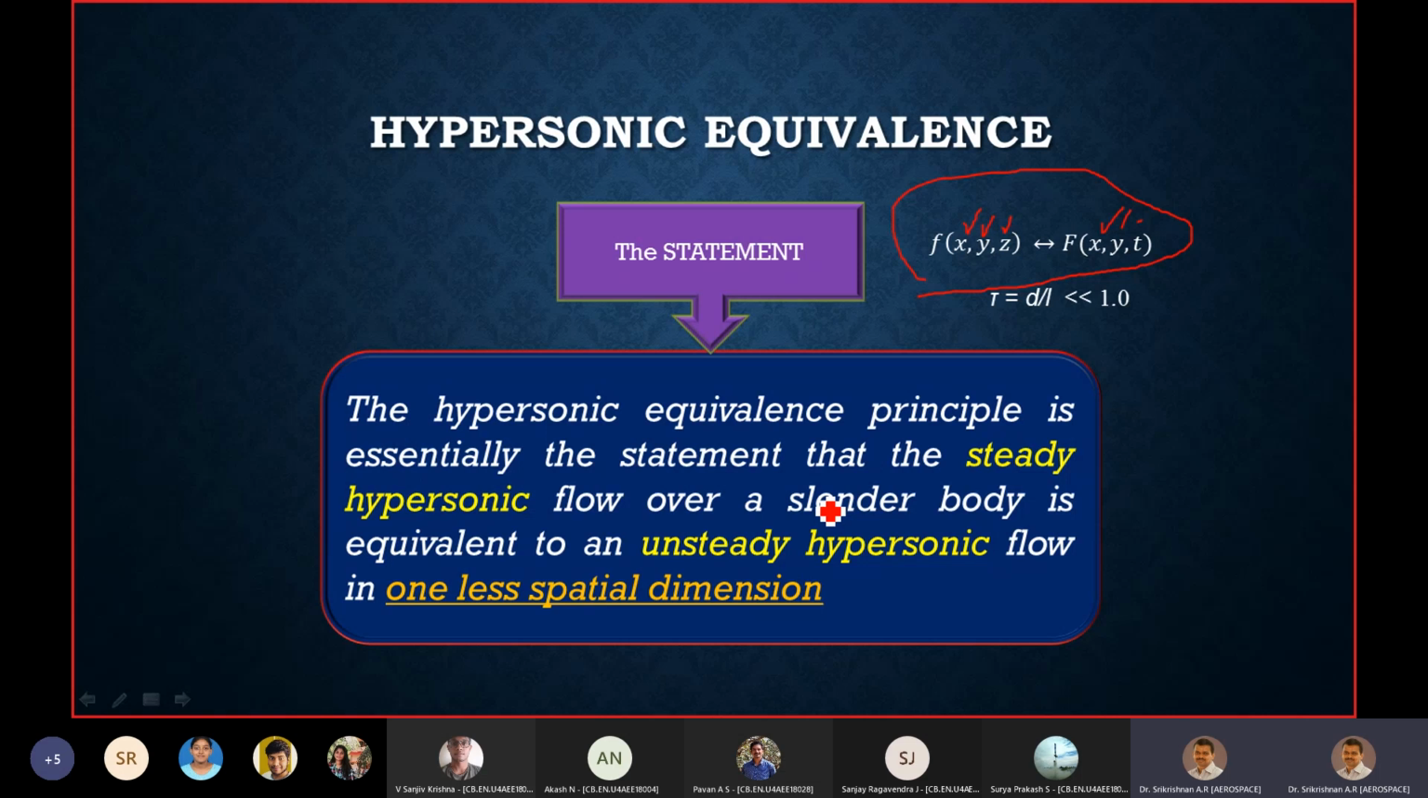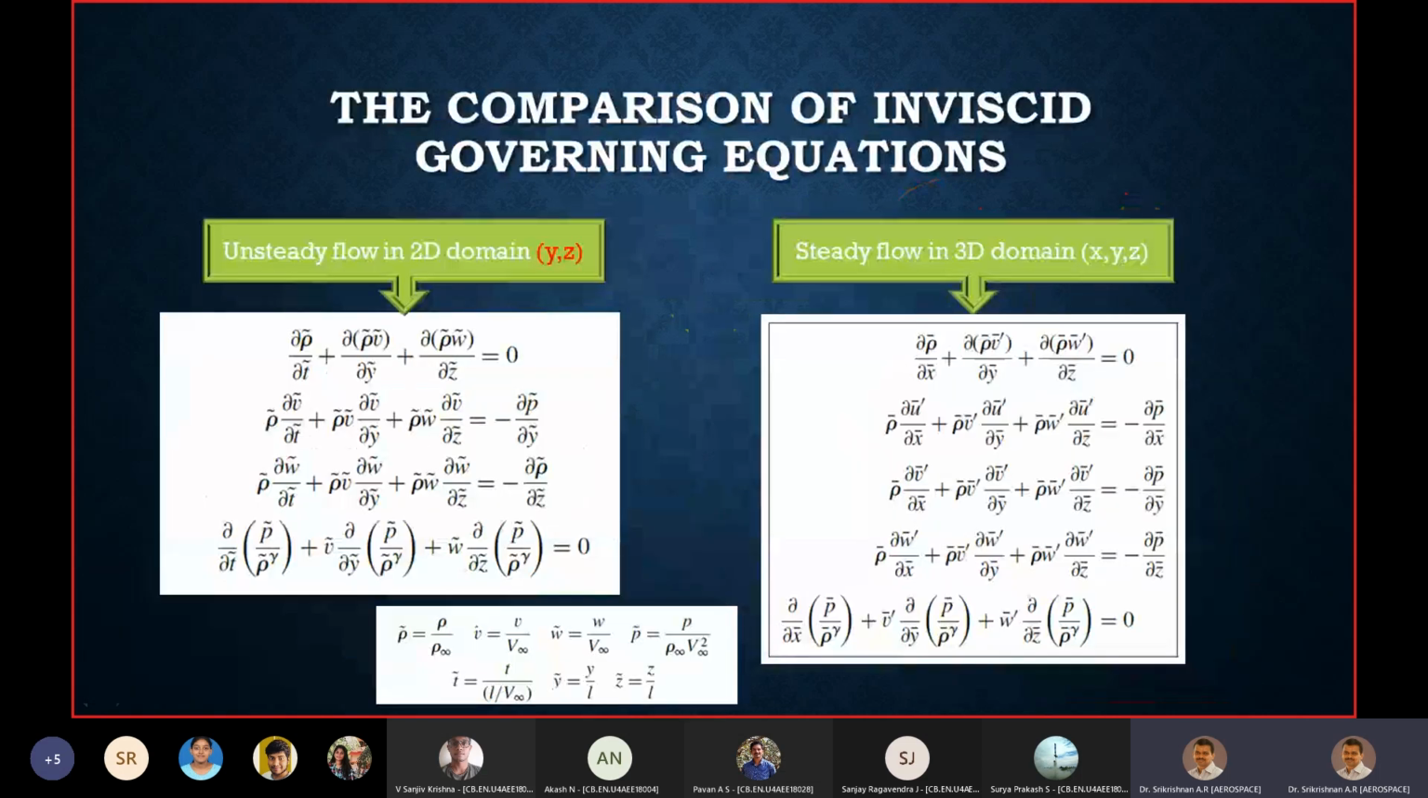Now, what is the basis for saying this? Nothing but just the mathematical equivalence that we see here. These are the two equations. One for an x, y, z steady flow. The other for a y, z unsteady flow. 2D unsteady and 3D steady. And we see that there is a mathematical equivalence between the two relations, which can be observed between the two sets of governing equations.